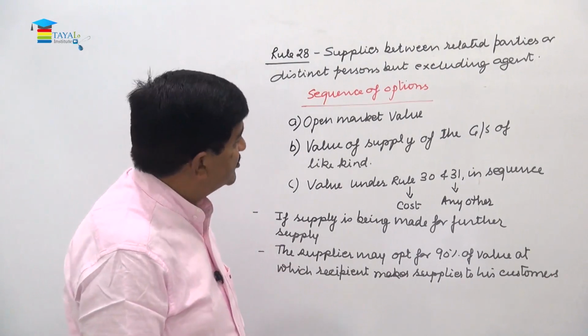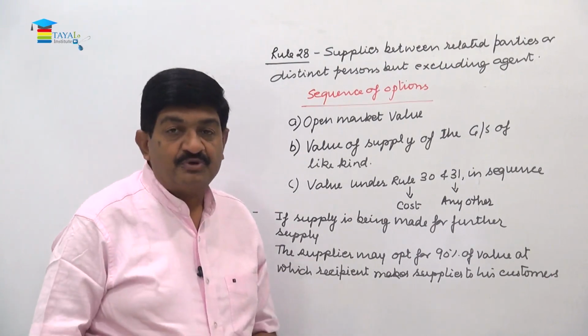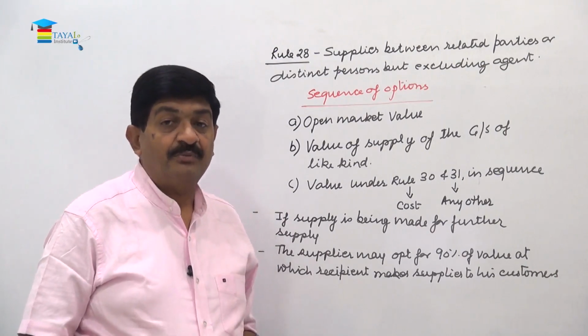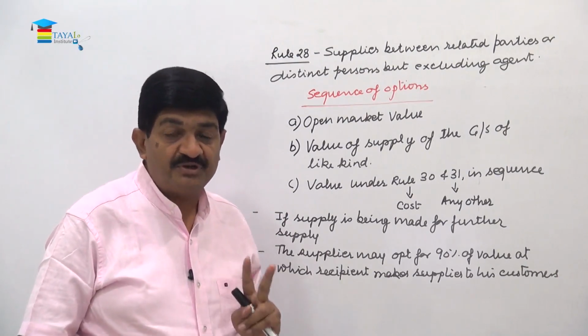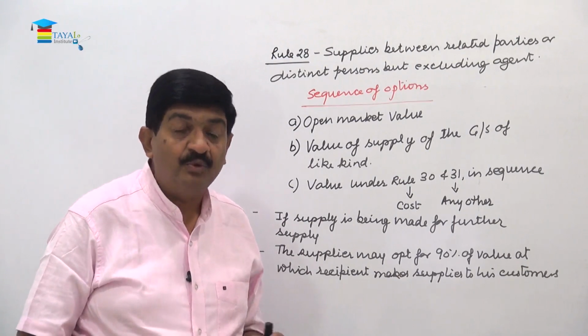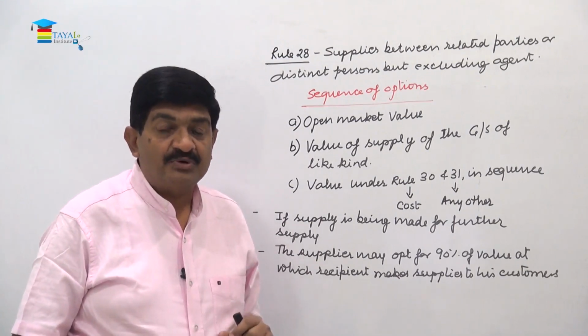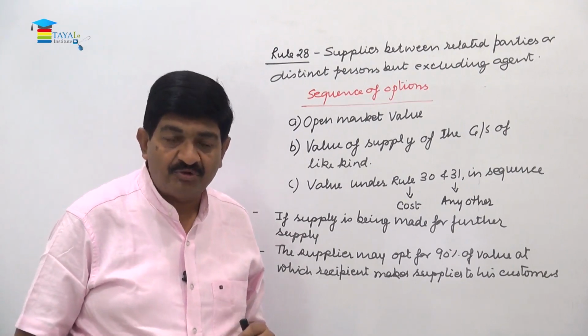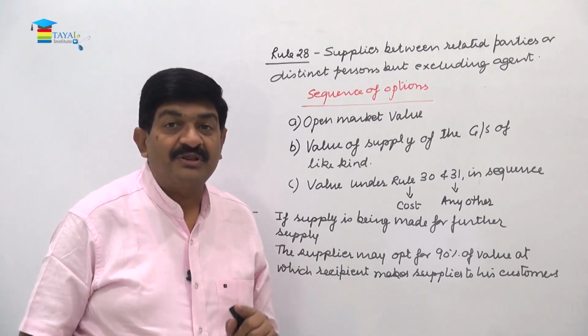Okay, so in this part of the video we have taken a summary of section 15. We talked about definitions, and two definitions: open market value and supply of like kind of goods and services, then rule number 27 and rule number 28. For the remaining rules we will talk in the next video.